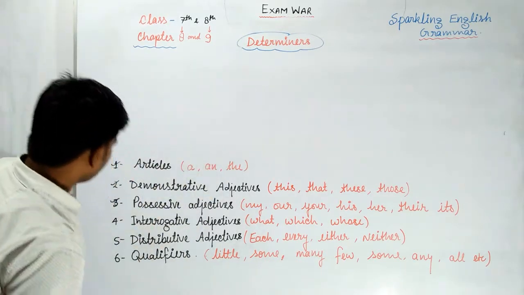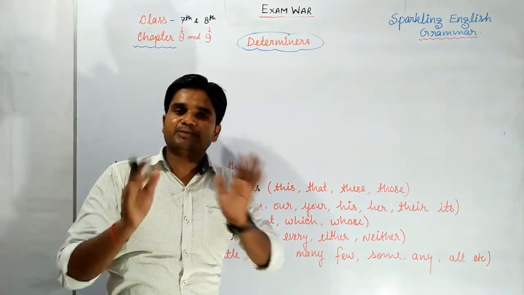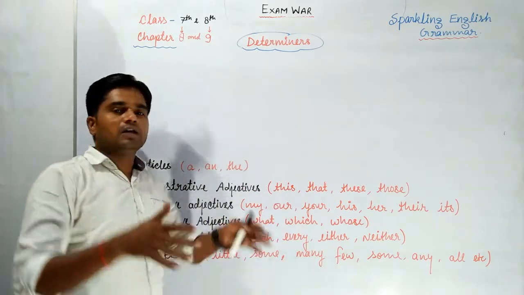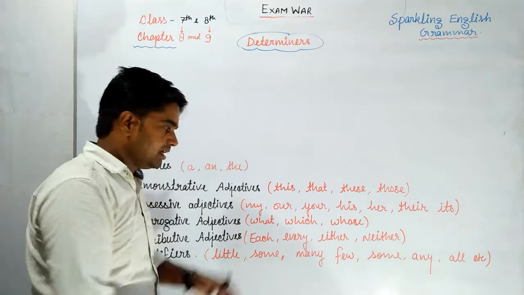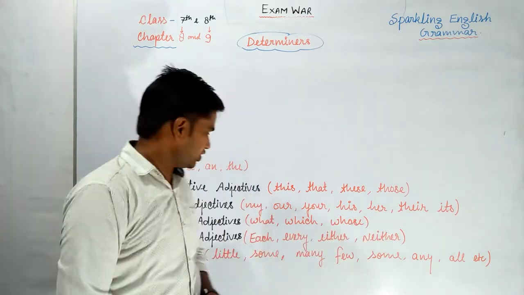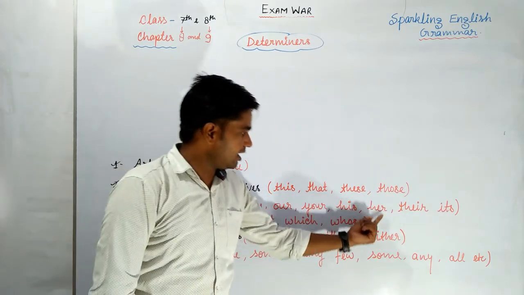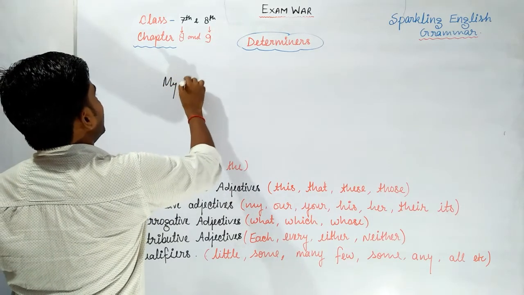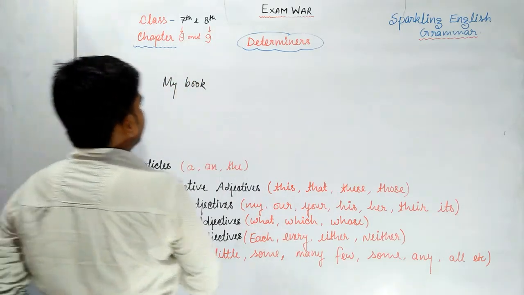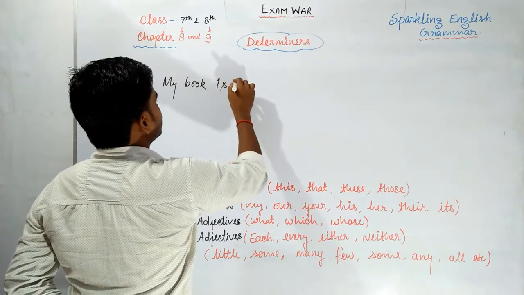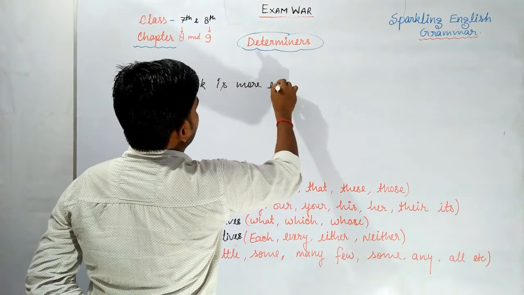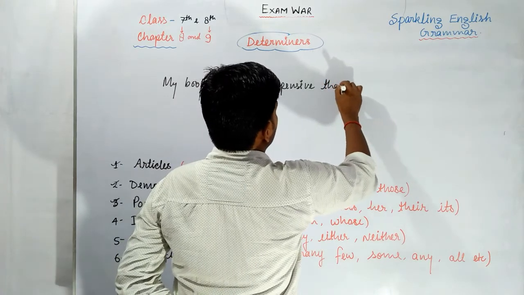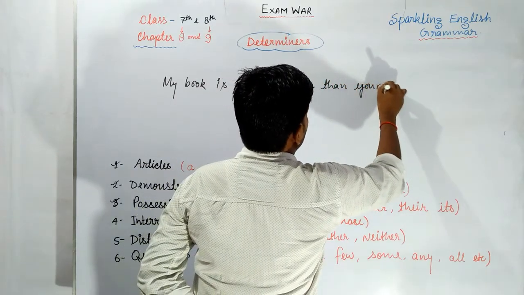Let's move to the next one. Next one is possessive adjectives. What are possessive adjectives? So my dear students, whenever we want to show possession of any noun, any particular thing, then we use possessive adjectives. And possessive adjectives are my, our, your, his, her, their, its. For example, if I write, my book is more expensive than yours.